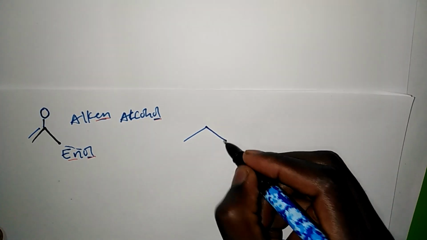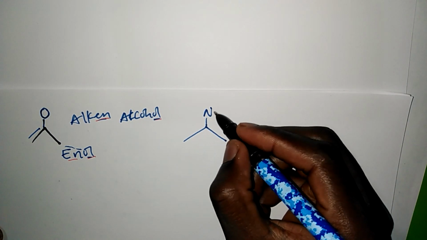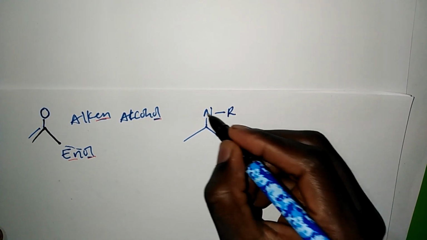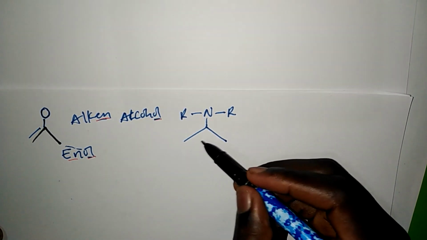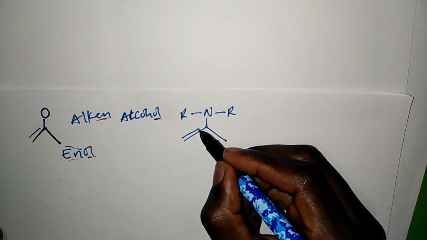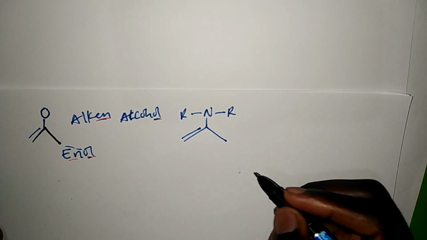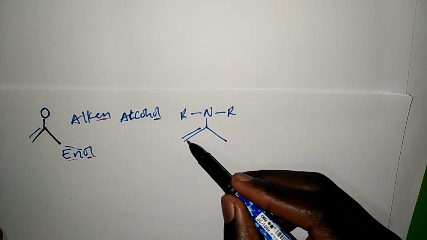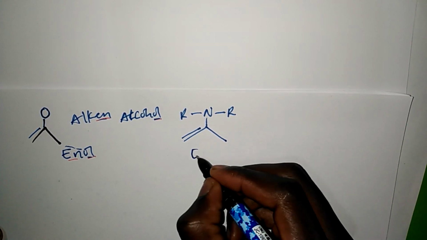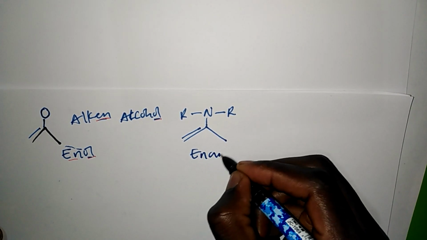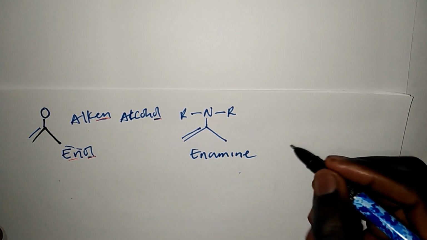Now what if we have another functional group such as this one? We have a nitrogen that is bonded to 2 R groups. And by the way, even this particular group is also an R group, right? And this particular compound is known as an enamine. Now this En represents what? An alkene, right? So it's known as an enamine.